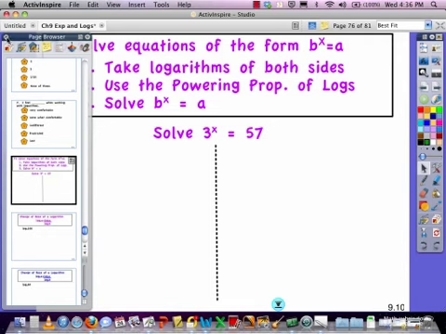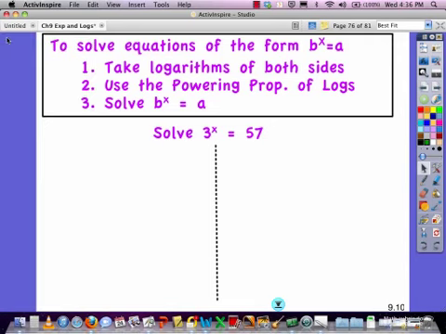If we want to solve equations of the form b to the x equals a, which is what all of our equations have been. So take a look at the example that I have here, b to the x equals a. When I say b to the x equals a, I'm looking at 3 as my base, x is the exponent, and it equals a number. And in most cases, you can do a problem like this in your head.